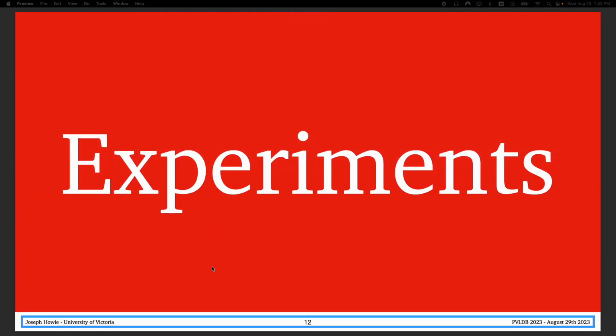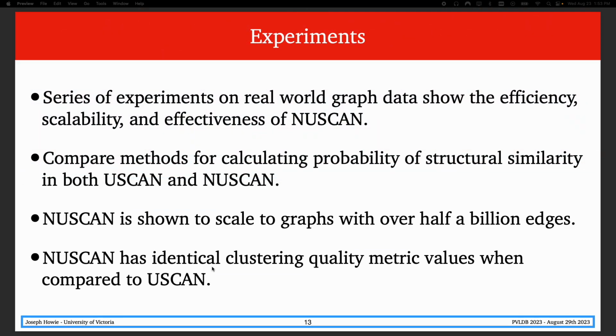We set out a series of experiments to test our method versus the original USCAN method. What we're going to look at is direct comparisons of the cluster sets between NUSCAN and USCAN. We're also going to look at the runtime and the scalability. We also note that in our paper, we're able to show for graphs with over 500 million edges, our algorithm is still able to complete in a reasonable amount of time, about an hour or so, whereas USCAN was not able to complete within 2 days. Finally, the last bit we look at here is going to compare the cluster quality metrics of USCAN and NUSCAN.